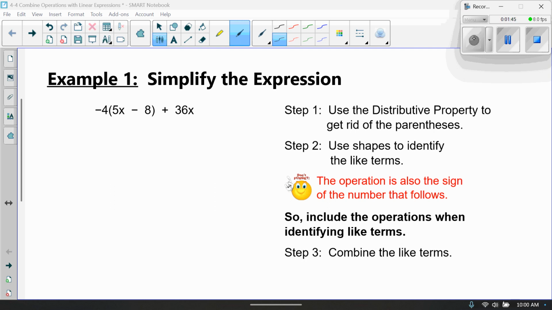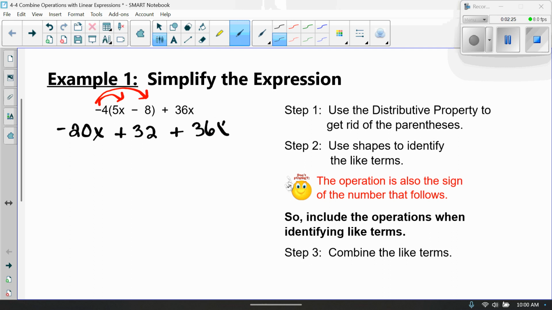So for example 1, we have -4 times a quantity, 5x minus 8, plus 36x. So we're going to use our distributive property and see what we get. We have -4 times 5x, negative times a positive, that's a negative. So this is going to be a negative 20x. And then -4 times -8 gives me a positive 32. And then bring down the plus 36x.